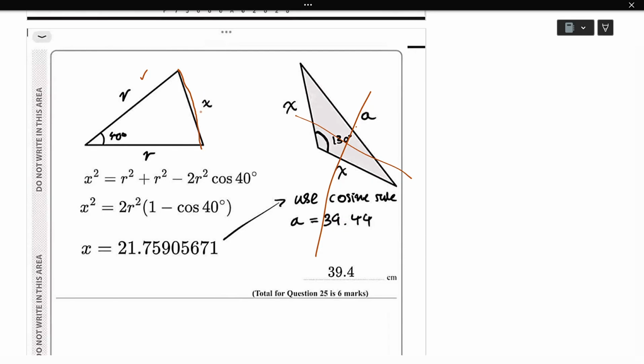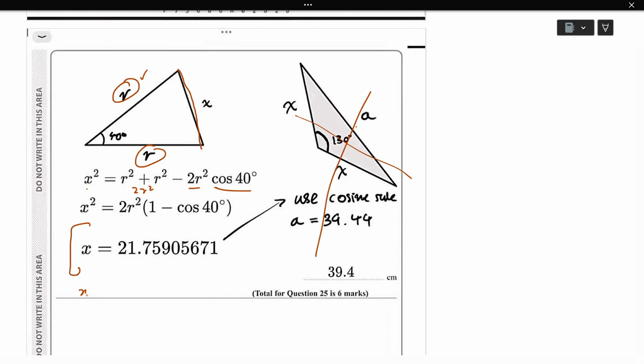So the cosine rule says x square equals this side square, r square plus r square minus 2 r square cos 40, because r into r is r square. So x square equals 2r square, and since we already have r square, I'm bringing 2r square out, so it becomes 1 minus cos 40. We'll calculate after this line.